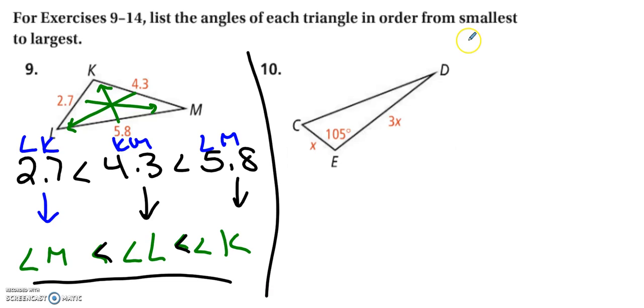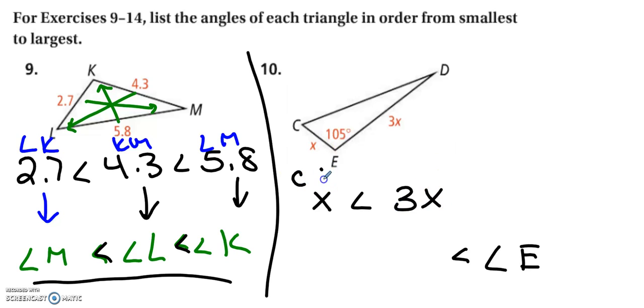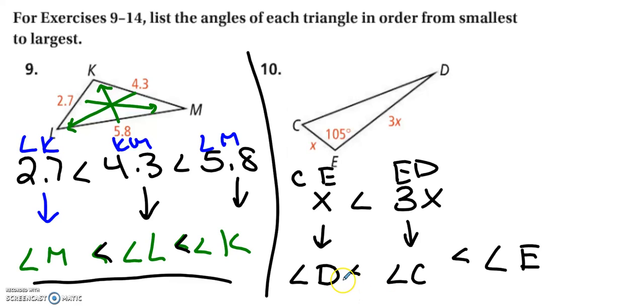So in this one, I know that it says list my angles in order from smallest to largest. Well, I already know that angle E is my greatest angle because it's obtuse. You know your obtuse angle is always your greatest. So then I look at the side lengths. I know X is smaller than 3X. So if X is CE, then what's opposite X is going to be angle D, which is going to be less than 3X, which is ED, and what's opposite ED is angle C. So angle D is less than angle C, which is less than angle E.